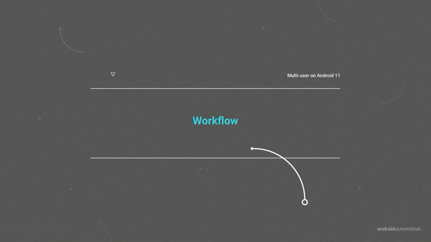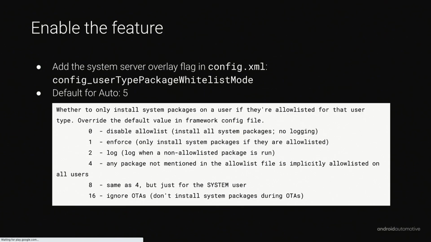Now let's take a look at the workflow to use this feature. The first step is to set the configuration by overriding the system server overlay flags. Please note that these flags listed here can be combined freely. For example, in auto, the default value is 5, meaning we're enabling this feature, which is 1, and also we're adding 4, which means any packages that are not explicitly mentioned in the config file will be installed for all user types.